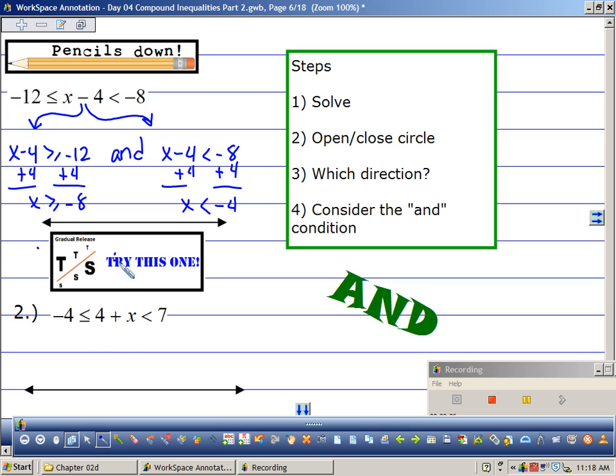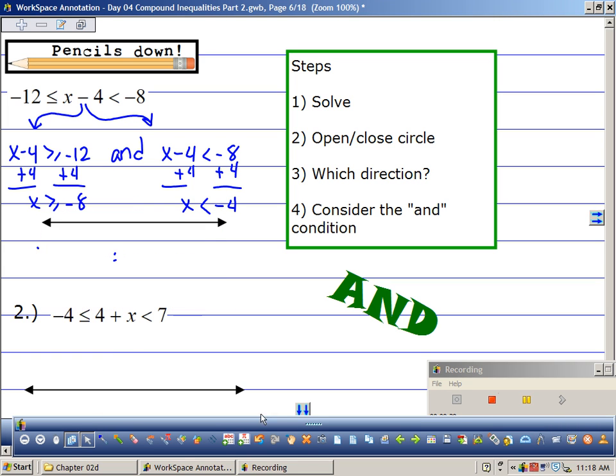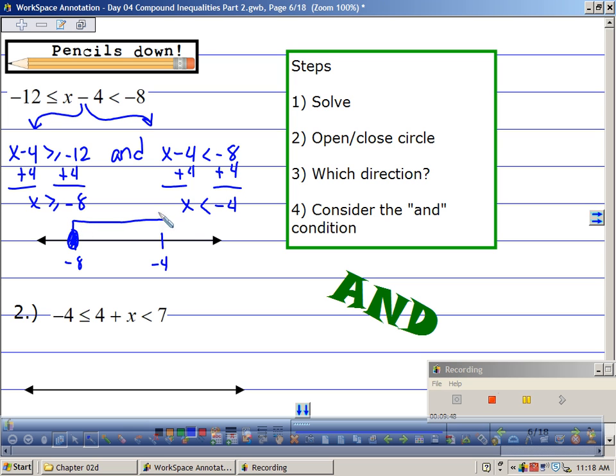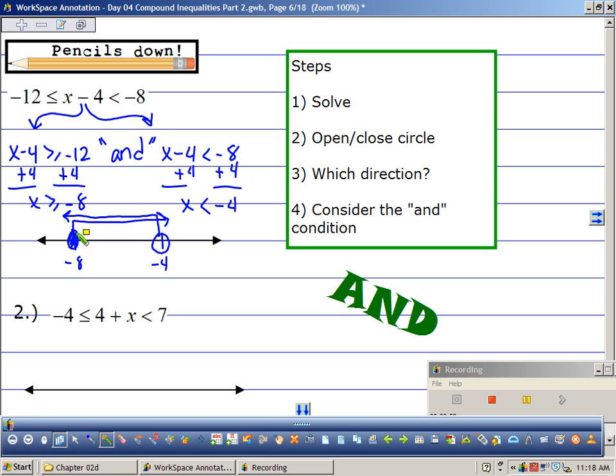Let's get rid of this. And move my selector tool is not working very well. All right, I'm going to graph this. I've got negative 8 and negative 4. So X is greater than or equal to negative 8, goes this way. And X is less than negative 4, which is this way. So where are they both occurring? Right in between. Okay, Levi, you're going to help me write this statement, okay?